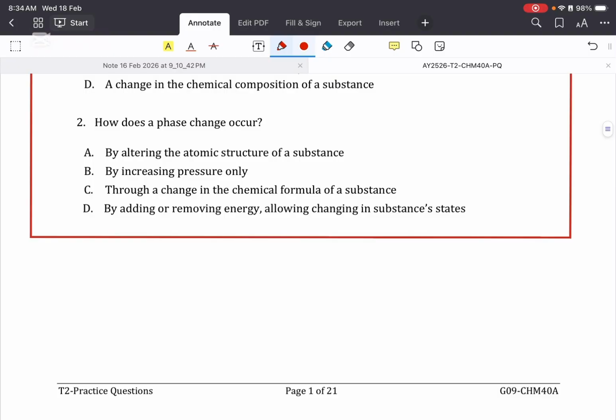How does a phase change occur? A phase change occurs without altering the atomic structure, and it's not related to pressure. It is simply where the substance will gain or lose energy so that the intermolecular forces become stronger or weaker, and then it can shift from solid to liquid to gas. So it's by removing or adding energy to allow for this change to happen.